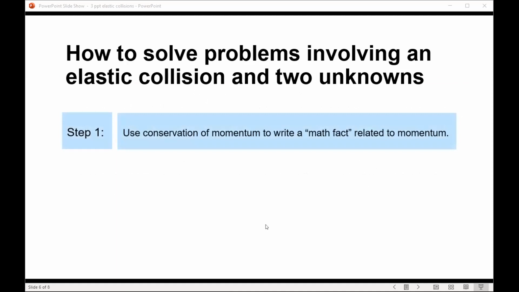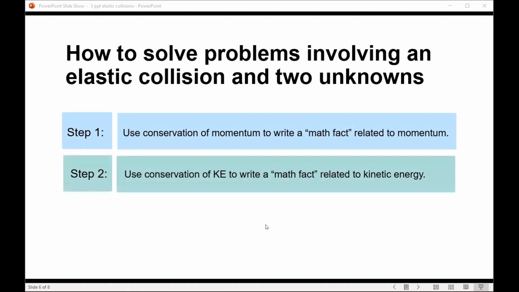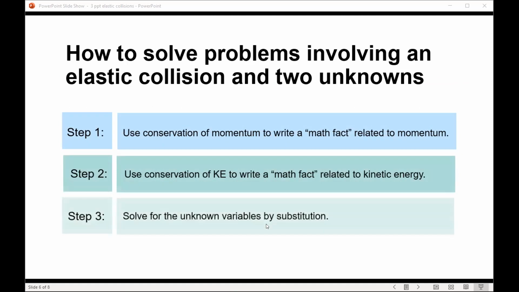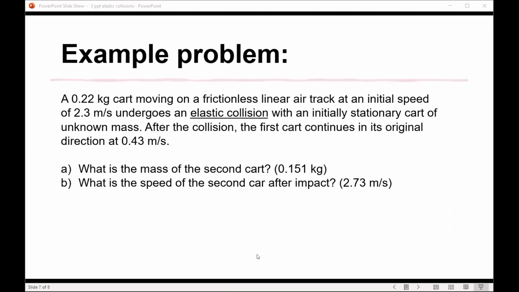So if we have an elastic collision, the first thing we're going to do is we're going to apply conservation of momentum and write what I call a math fact. Step 2, we're going to write a math fact about the conservation of kinetic energy. And then we're going to end up with two equations with two unknowns that we can solve by substitution. So let's look at that on the very last example.